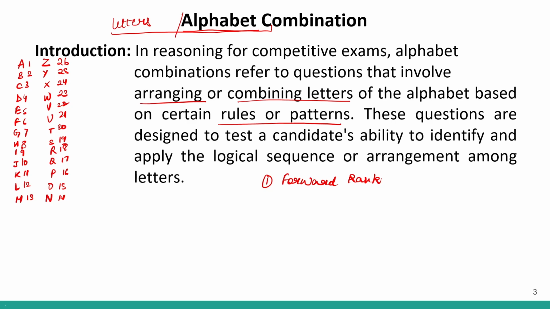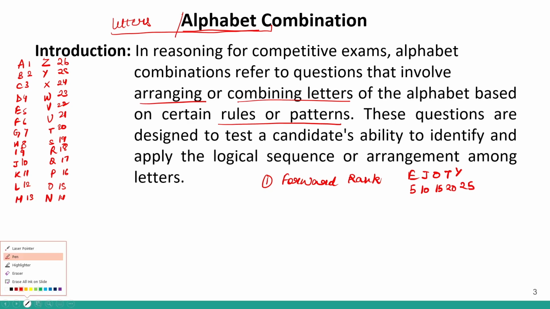To remember forward ranks, you have a shortcut called EJOT, where E represents 5, J represents 10, O represents 15, T represents 20 and Y represents 25. We have already discussed this, so I am trying to keep it brief. Okay, these are your forward ranks.